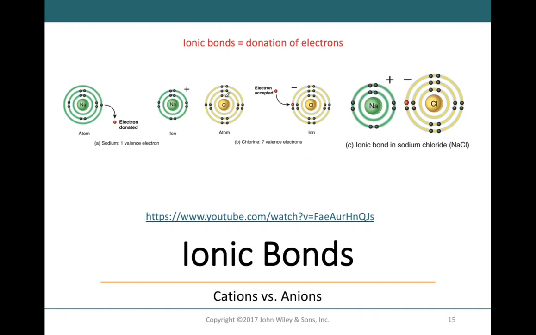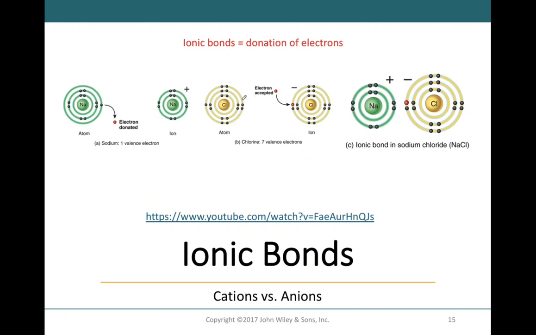So chlorine, as I mentioned, is very electronegative. It really wants one more electron, and this is why sodium and chloride go together so well. It's because sodium doesn't want this electron, and chlorine does. So sodium can easily donate this electron to chlorine.